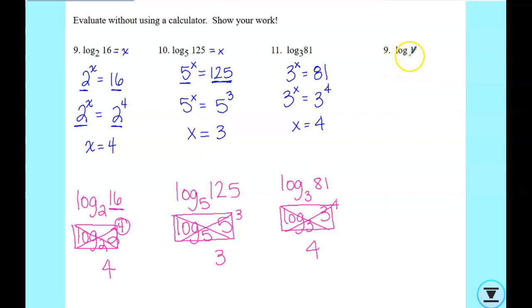Last one. If there is no base down here, this is the same thing as log base 10 of 1 is equal to x. So this would be 10 to the power of x is equal to 1. And we know that in order to get any number to be equal to 1, the exponent has to be 0. So anytime that you have a log and the number over here is 1, your answer is always going to be 0 no matter what your base is, because any number to the power of 0 is equal to 1.